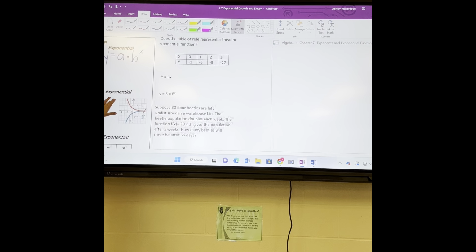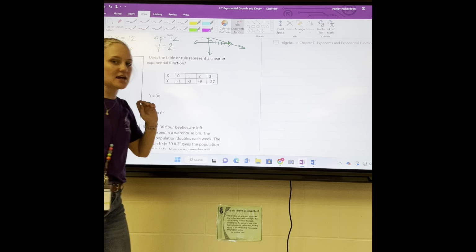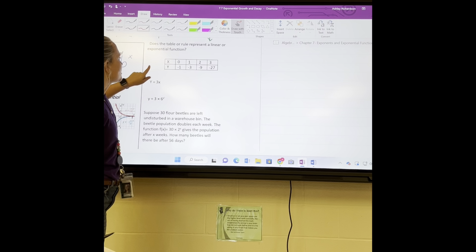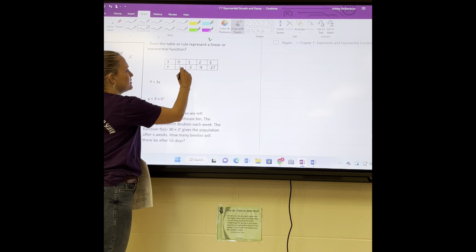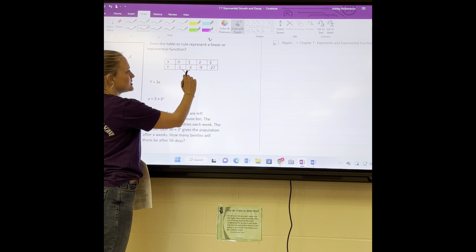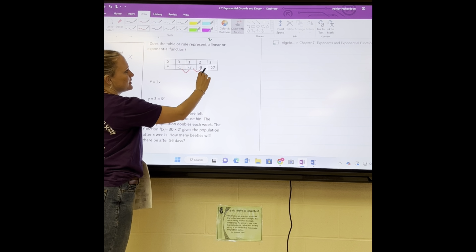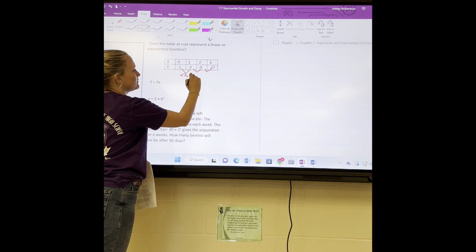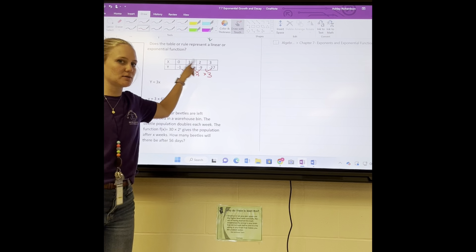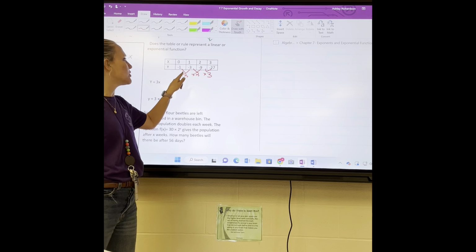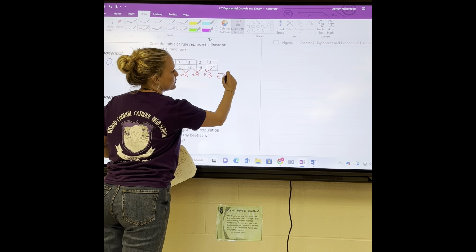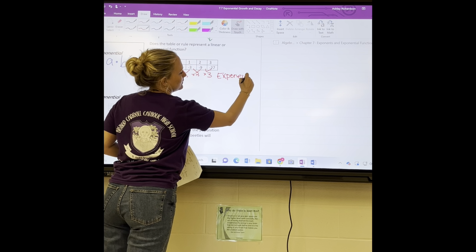Okay, so we're gonna look through these tables and these rules and say if they are a linear or an exponential function. So looking at this table, from 1 to 3, and 3 to 9, and 9 to 27, it matches what we just did. You're multiplying by 3 each time. Because you could do minus 2 on the first one, but that doesn't work for all of them. So that's how I know it has to be times 3 each time. So that means it's exponential because it's being multiplied. Exponential.